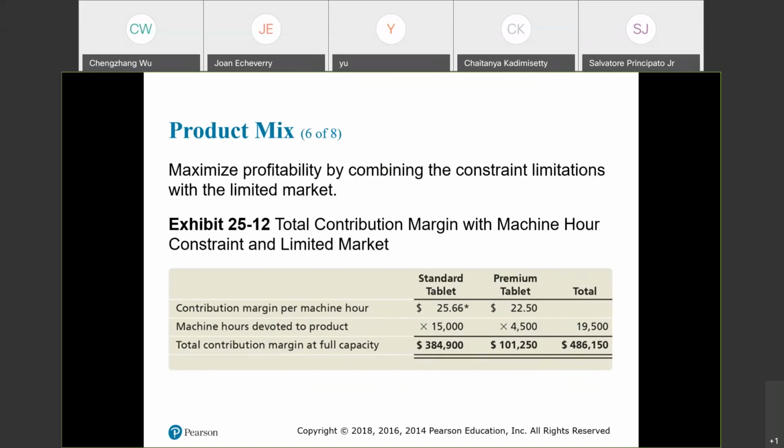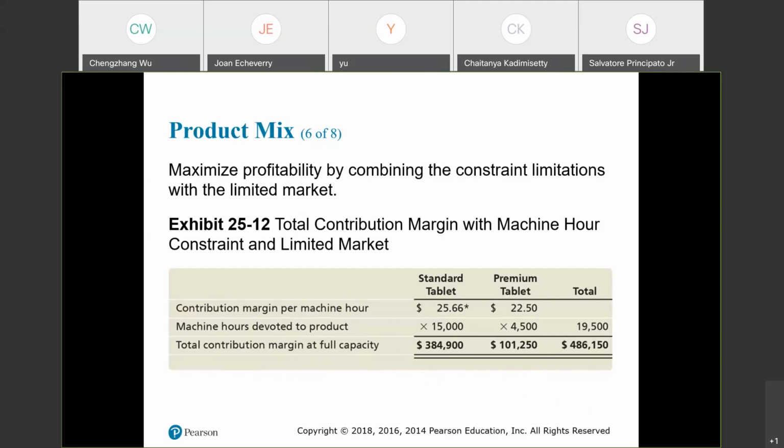But do you remember the assumptions that we made when making such a decision? The first assumption is that the company's sales of other products will not be hurt by this decision, and the company can sell as many standard tablets as it produces.